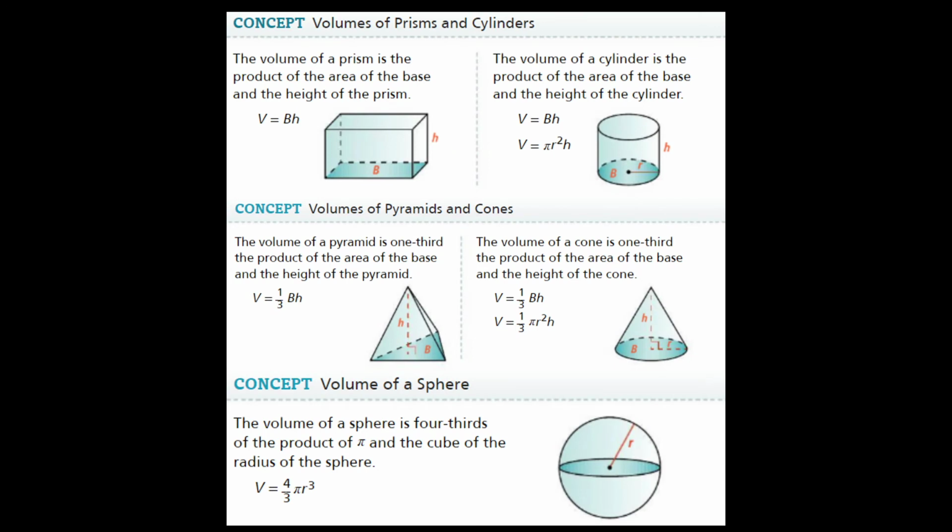So here are the volume formulas that you are going to need. The ones that we covered in our unit are the volumes of prisms, cylinders, pyramids, cones, and spheres. Remember that prisms and cylinders have a volume that is the area of the base times height. Pyramids and cones have a volume of 1/3 the area of the base times height. And then spheres are a little different. The volume of a sphere is equal to 4/3 times pi times the radius of the sphere cubed.